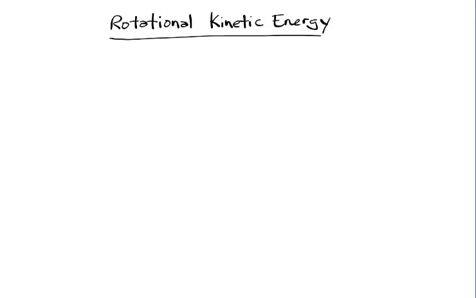Now, we learned some time ago that kinetic energy is the energy of motion. The expression we used for kinetic energy was 1/2 the mass of the moving object times its velocity squared. Rotational kinetic energy has a similar form. It's 1/2 its moment of inertia times its rotational velocity squared.